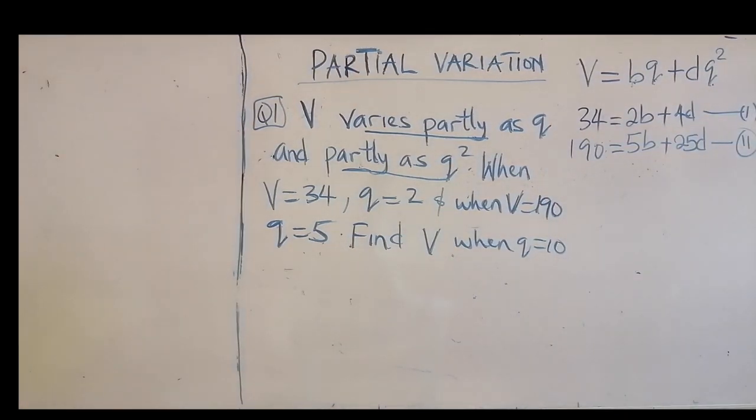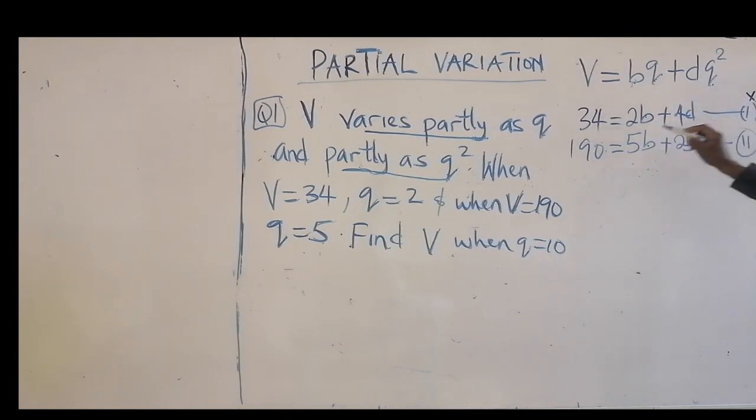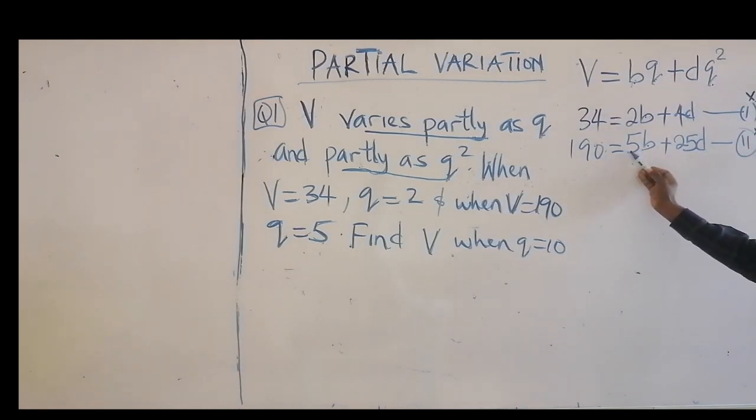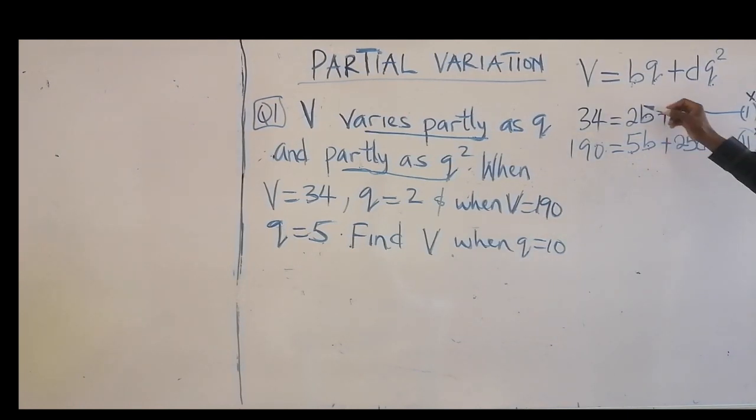What I want to do now is assume that we don't know simultaneous equations. So what we do is use the elimination method, and I want to make the coefficient of b in the 2 equations the same. So I'm going to multiply equation 1 times 5, and this one times 2. In the first case, I want to eliminate b and get my d. So I use the coefficient of b of the second equation to multiply the first equation, and the coefficient of b in the first equation to multiply the second equation.